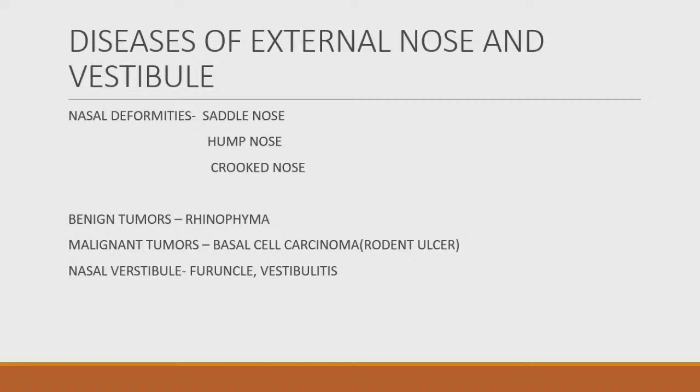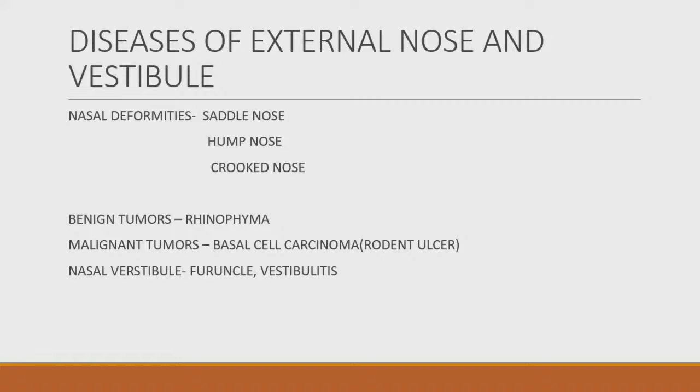Malignant tumors: the main one is the basal cell carcinoma, that is the rodent ulcer. Rodent ulcer is common in 40 to 60 years of male and female. Female predisposition is much larger. Also, the basal cell carcinoma at initial stages can be removed by resection, leaving a margin of 5 mm over it.